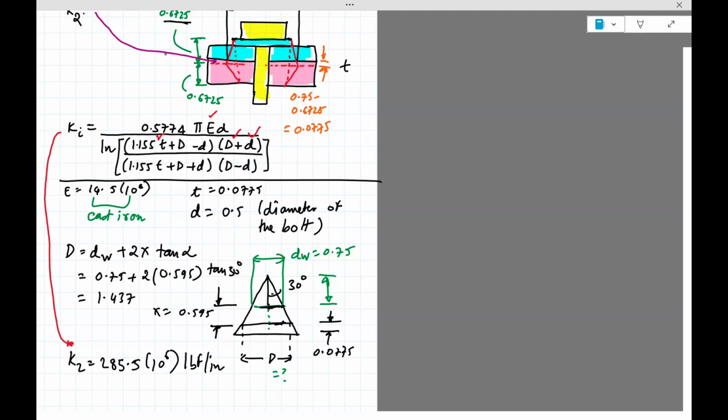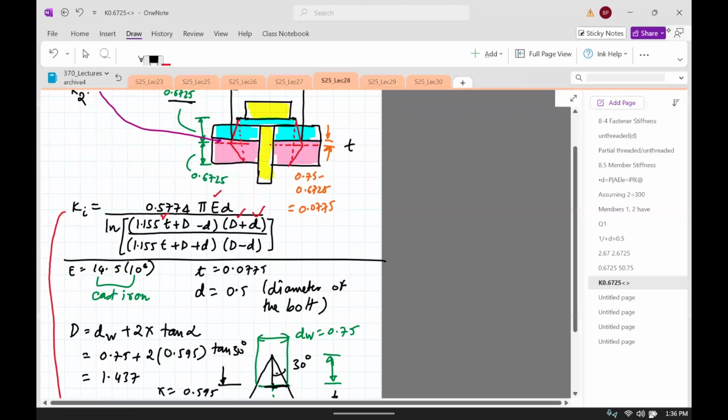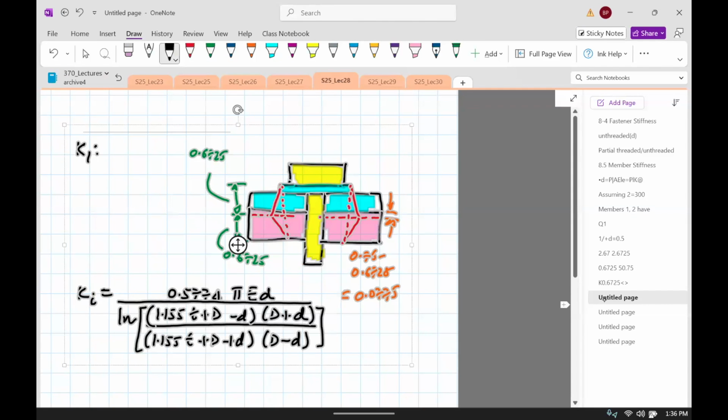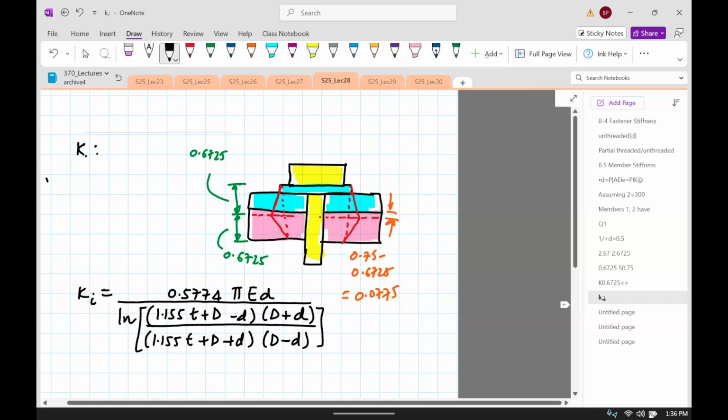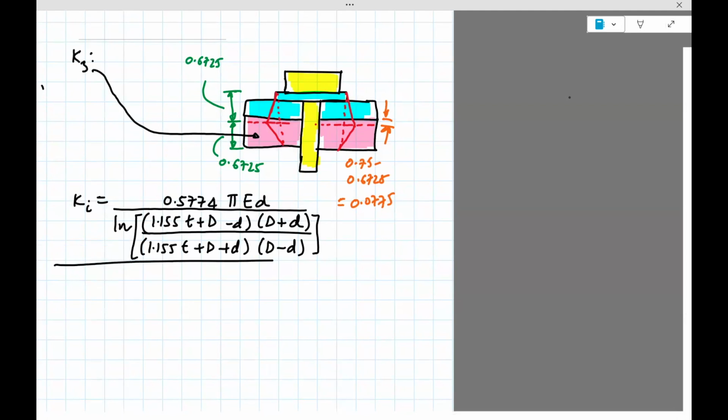Okay, so that's K2. Let's do K3, which is the pink part buried inside the second member. So K3 would be this. Again, we do the same thing. We need to identify all four variables.